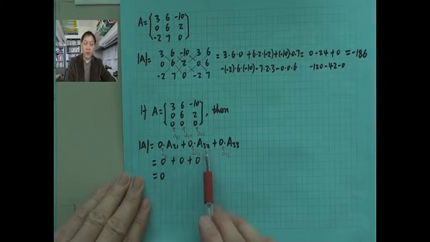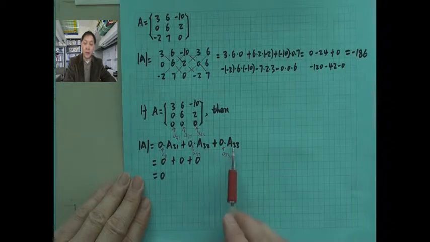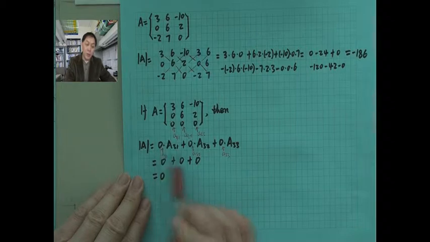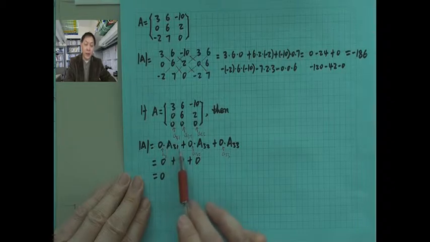Okay, and then here will be little case a 3-1 and little case a 3-3. You may find out capital case A 3-1, cofactor A 3-2, and cofactor A 3-3. But we don't really need it, because here we all have a 0. 0 times anything is 0. So you don't really need to find out A3-1.